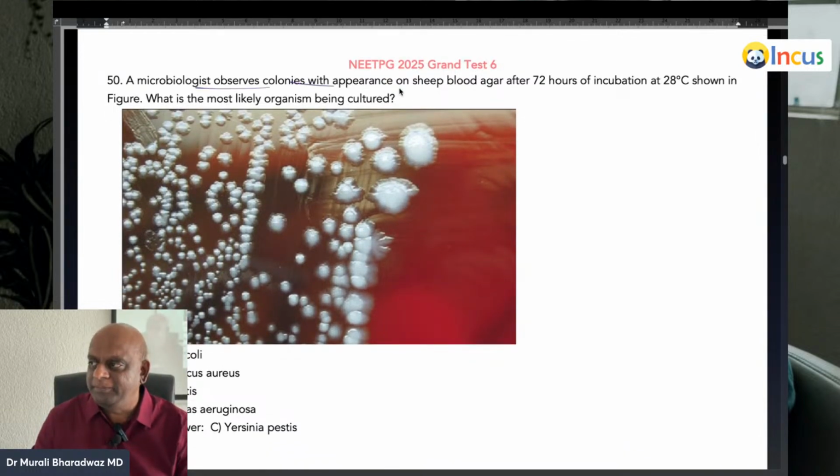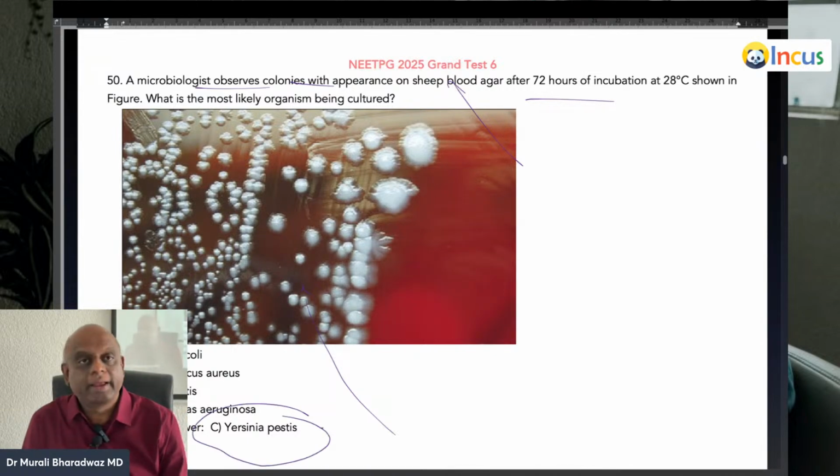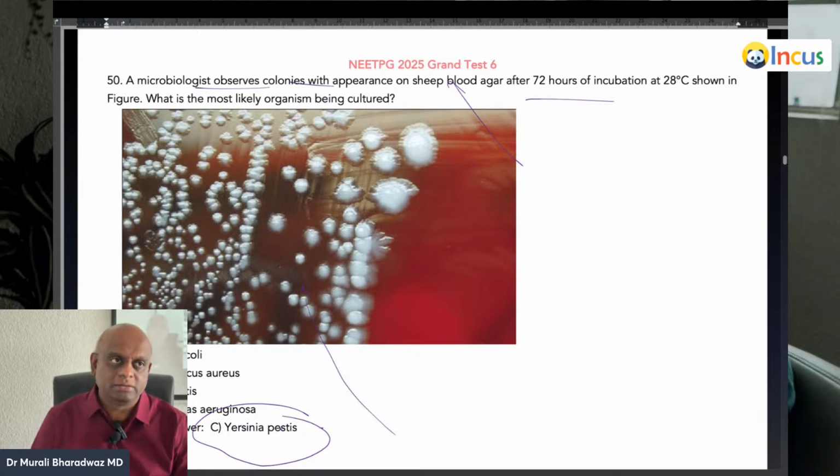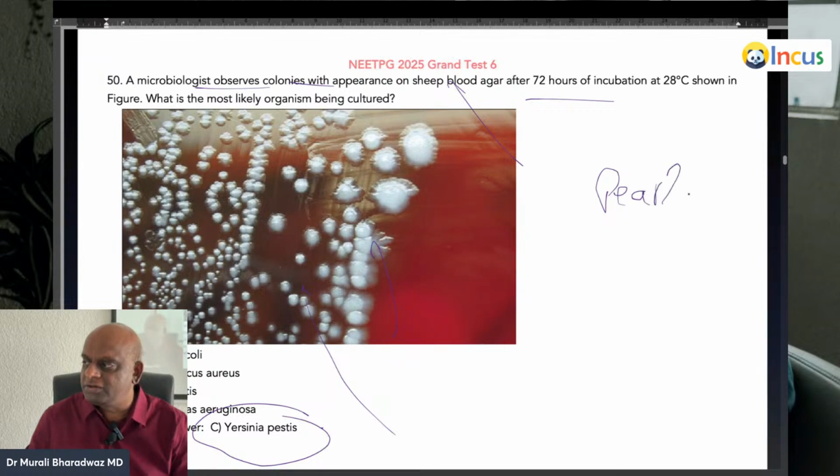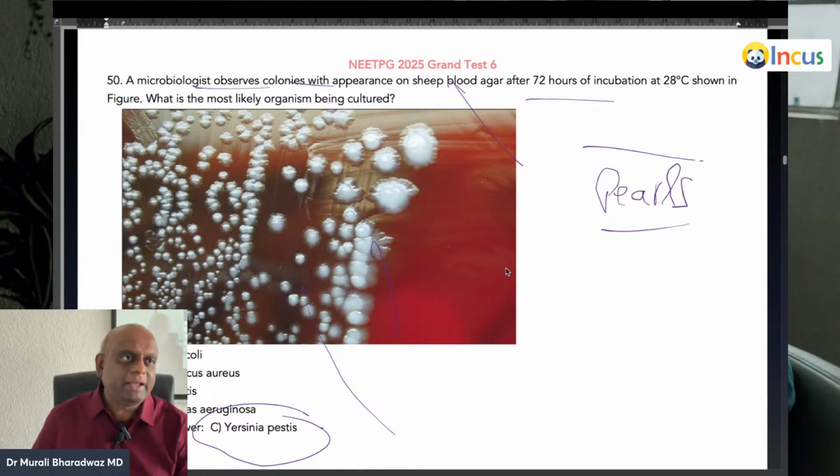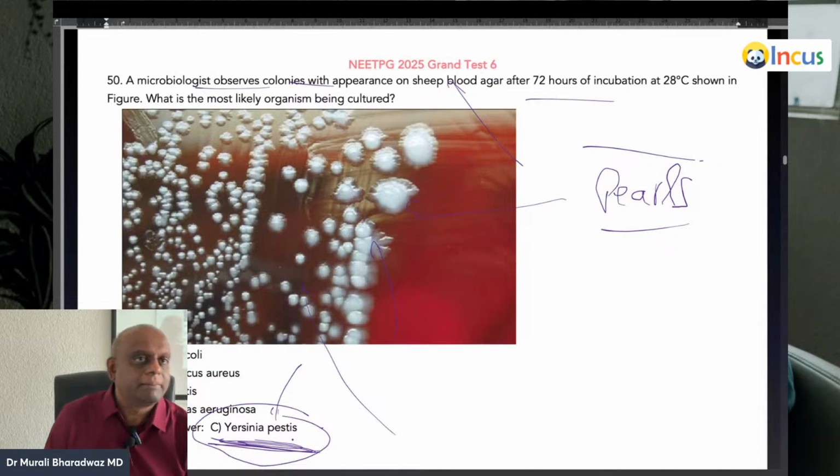A microbiologist observed colonies on sheep blood agar. So, what is this appearance in Yersinia pestis? Pearl. They are looking like pearls. Typically this appearance, pearls, is Yersinia pestis, causing plague.